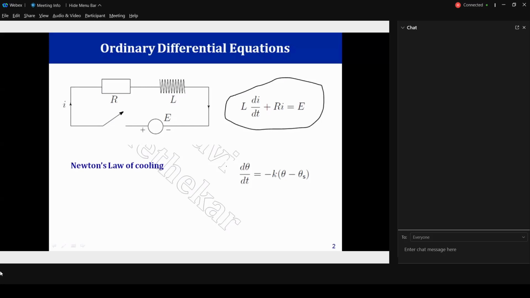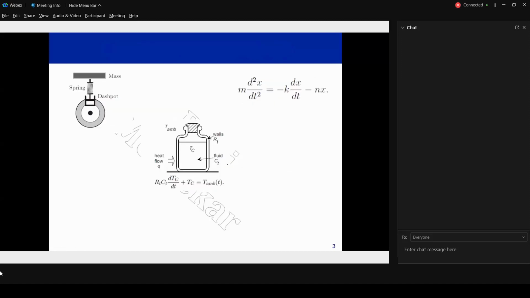The second example is Newton's cooling law. We have learned Newton's cooling law. Theta indicates the temperature here, K is a constant, and theta S is the steady state. So d theta by dt is equal to minus K times theta minus theta S. That is Newton's cooling law.